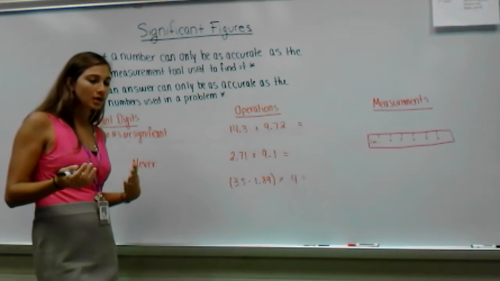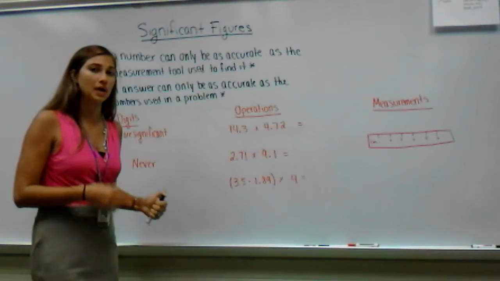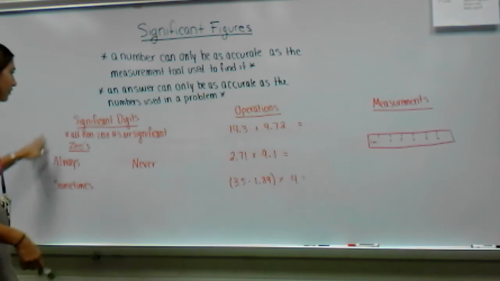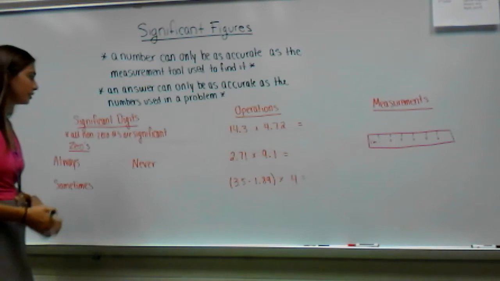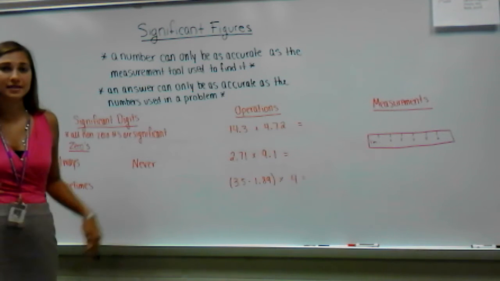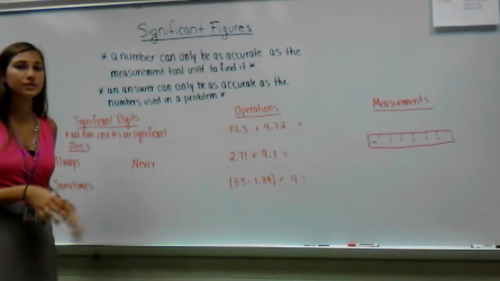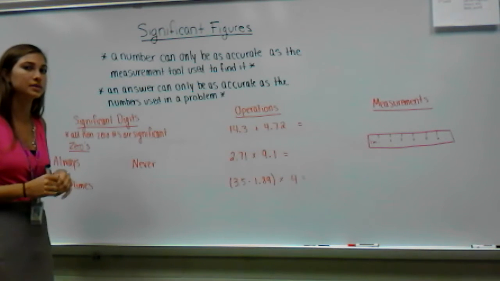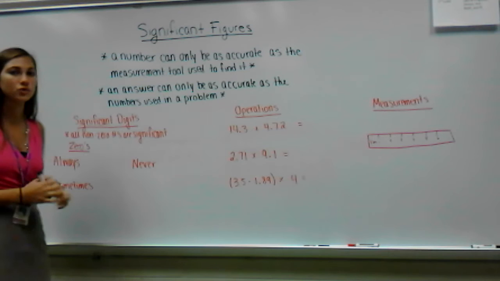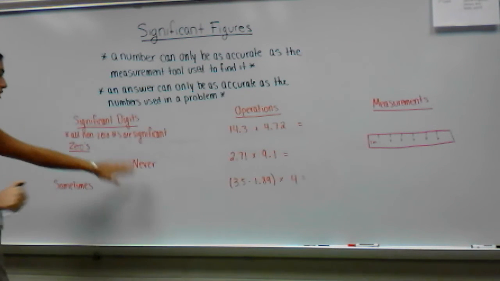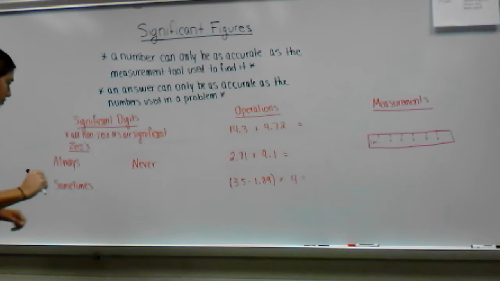So, in order to be able to actually do problems, we first have to figure out what a significant digit is. So, significant digits. All non-zero numbers are significant. So if you have 1, 2, 3, 4, 5, 6, 7 in a problem, all those are going to be significant because it's a non-zero digit. So those are the easy ones. Now when we get to zeros, there are some rules that we have to follow. We have the always rule, the never rule, and the sometimes rule.